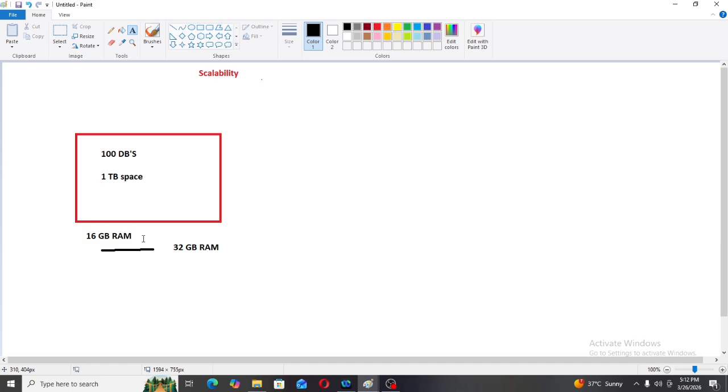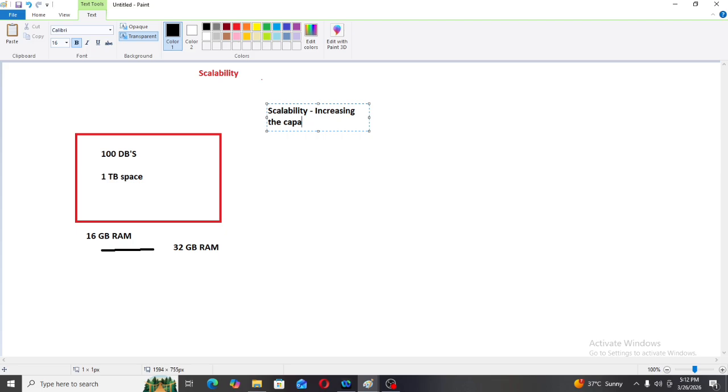Then what is scalability? Scalability means increasing the capacity of servers. Scalability is also called vertical scaling. Now, we have seen that elasticity is achieved using auto scaling.